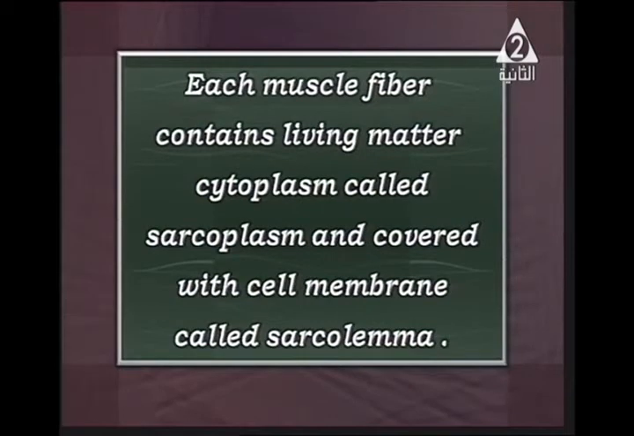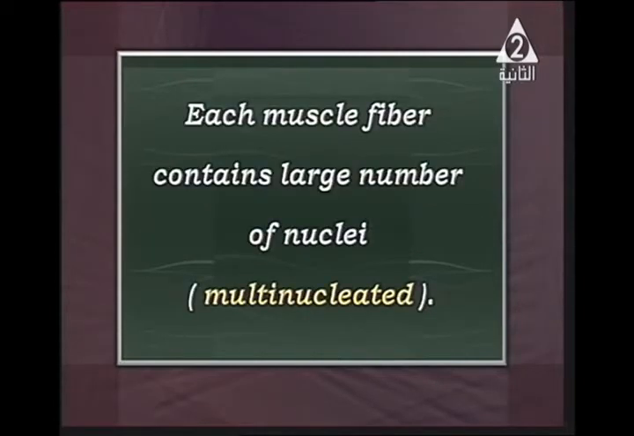Each muscle fiber contains a living matter, cytoplasm, which has a unique name, sarcoplasm. This sarcoplasm is covered by a cell membrane called sarcolemma. And each muscle fiber contains a large number of nuclei. This means they are multinucleated. It doesn't contain only one nucleus, but a large number of nuclei.